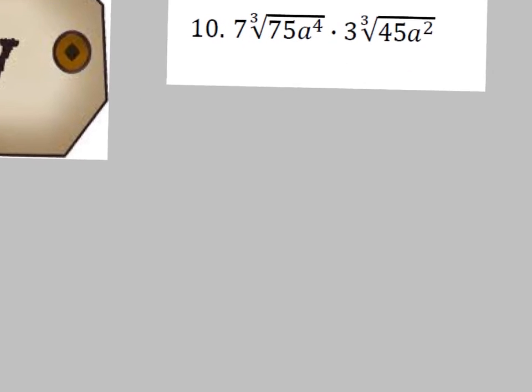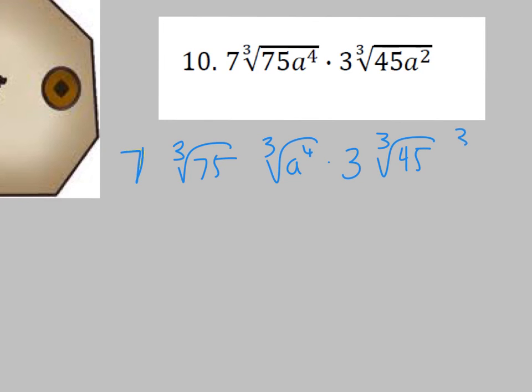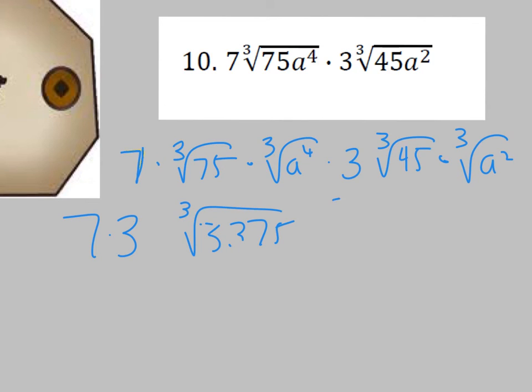So here, again, same kind of similar idea here. So I'm going to keep the 7 out front. Sorry, that's not very easy to see, is it? 7 out front, 3rd root of 75, 3rd root of a to the 4th, 3, 3rd root of 45, and 3rd root of a squared. So again, I'm breaking it apart into pieces. So I'm going to put 7 times 3 together. Underneath, I will put 75 times 45. So that's 3375. And I'm going to have the 3rd root.